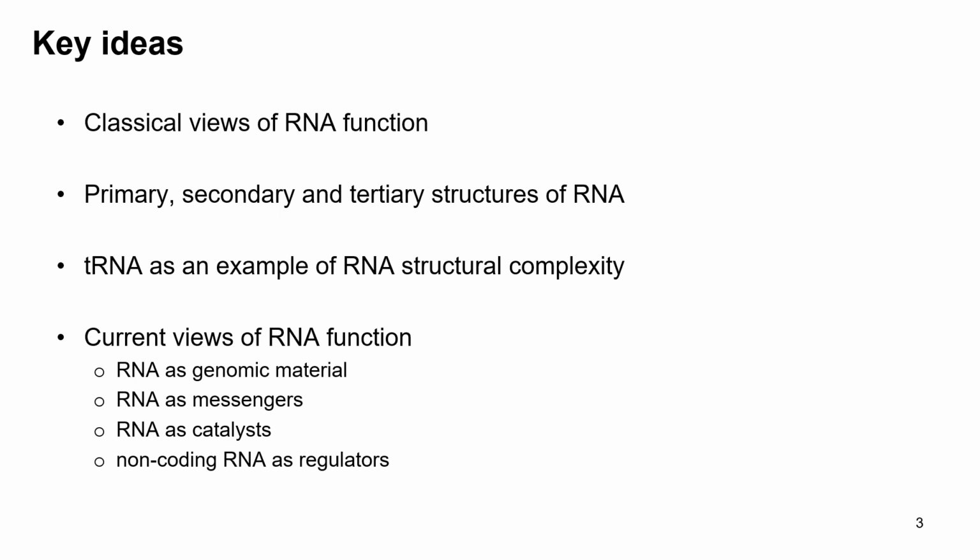Earlier, we discussed the classical view of RNA in the central dogma, where it serves as an intermediate to convert genes into functional proteins. Next, we will discuss the primary, secondary, and tertiary structures of RNA, and we will then use tRNA as an example of the structural complexity of RNA and look at its different levels of organization. Finally, we will learn about the expanded view of RNA functions, acting as genomic material, messengers, catalysts, and also regulators.